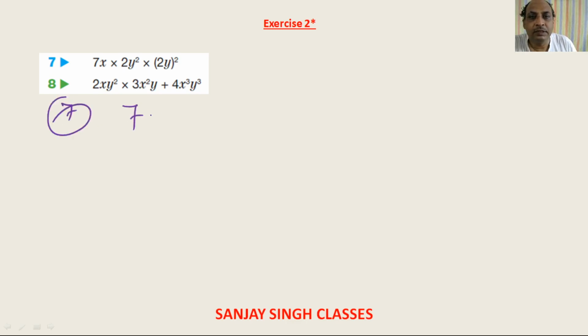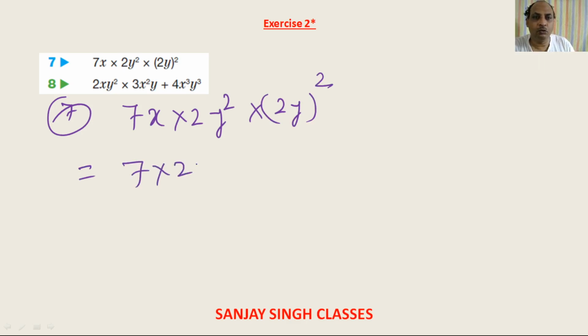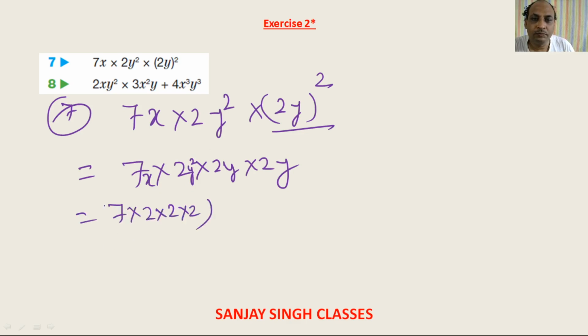Seventh, 7x into 2y square into 2y whole square. See here, so 7 into 2 into 2. Sorry, let us first make this 2y into 2y, because it is 2y whole square. Let me write here 7x into 2y square. Now we will write 7 into 2 into 2 into 2, and then here we will be writing x into y square into y into y.